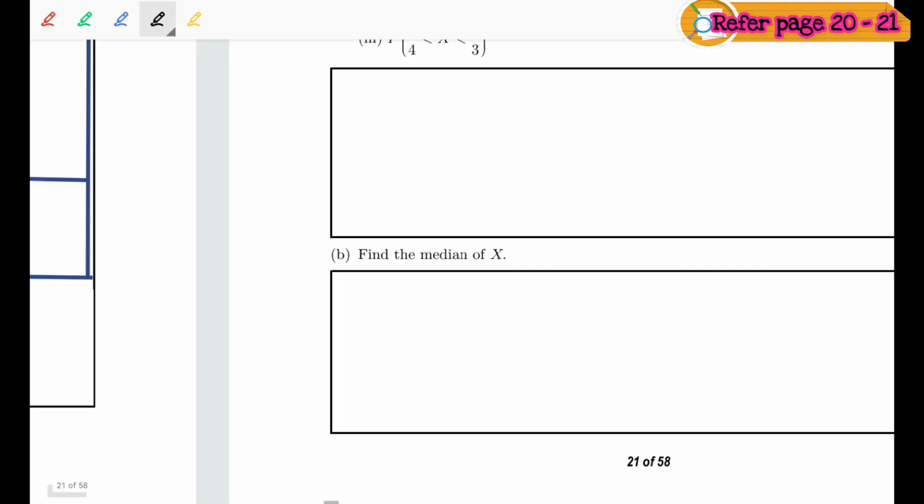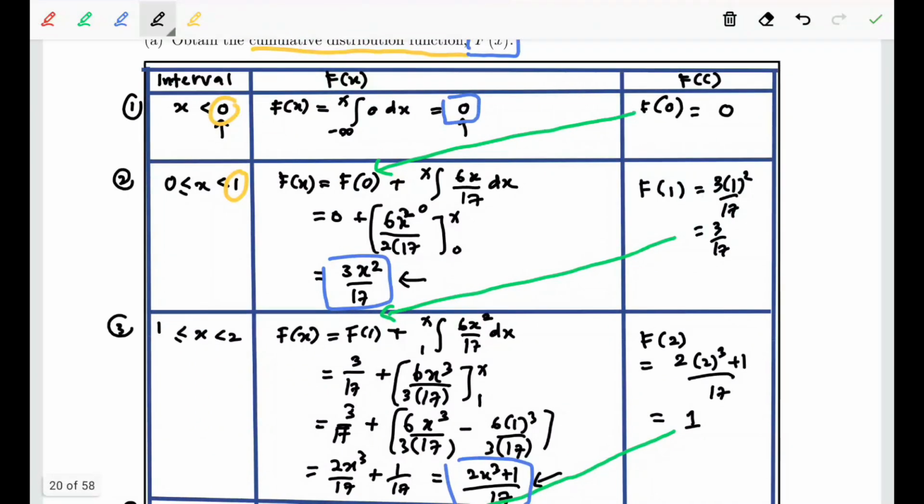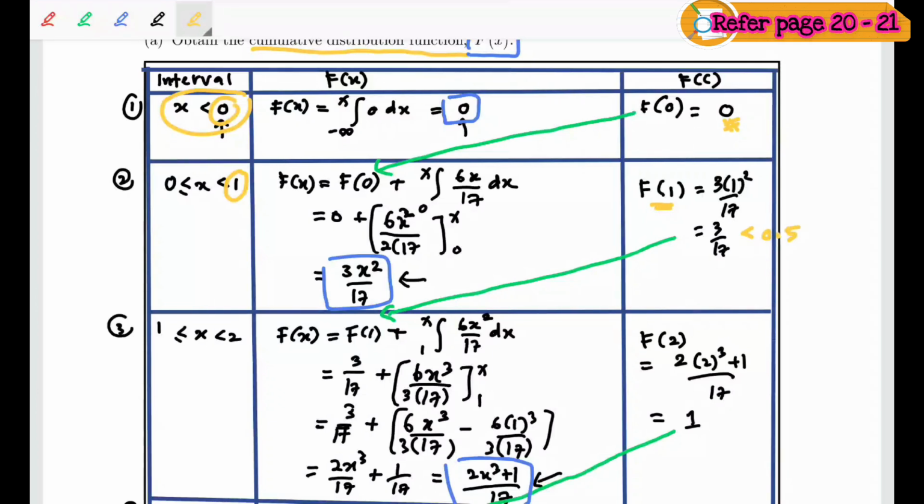So I'm going to go back to the previous part. Let's go through the last column here. We have found that f of 0 equals 0. Since this is 0, this interval is not going to be your m, because the cumulative here is only 0. Then f of 1, if we calculate f of 1, we get 3 over 17. So 3 over 17 is less than 0.5.